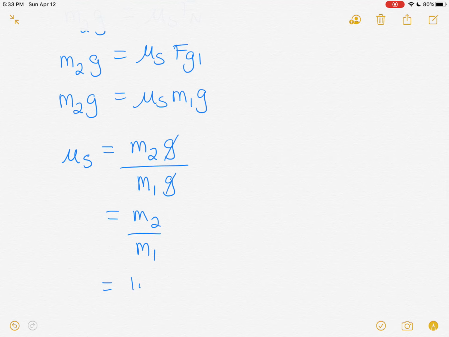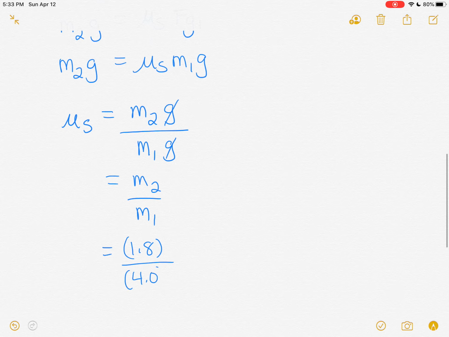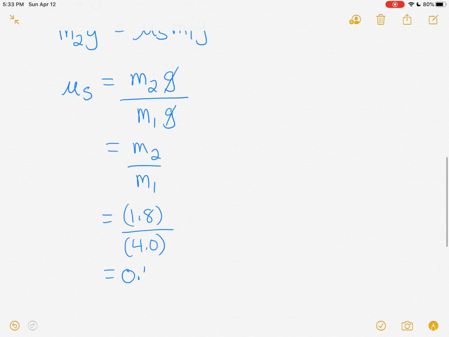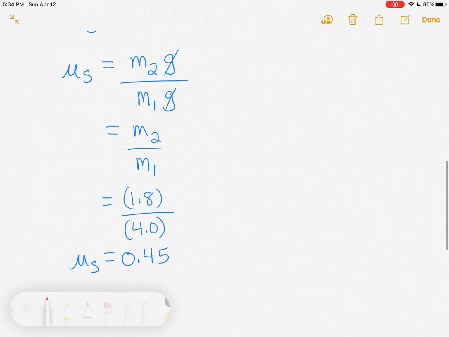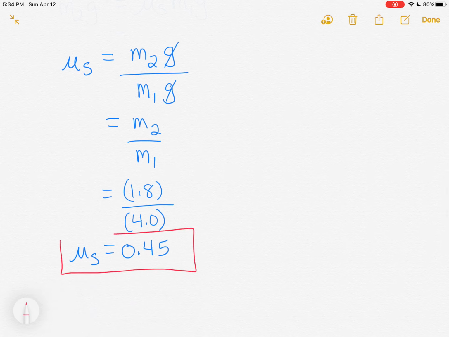And so our mass 2 was 1.8 kilograms. And our mass of block number 1 was 4 kilograms. And so then we're just going to do our math there. So we've got our final answer of mu s is 0.45. Don't forget, mu s has no units, okay? And we've got 2 significant figures because that's what we were given in the question. So we've got our mu s, that's practice problem number 1.